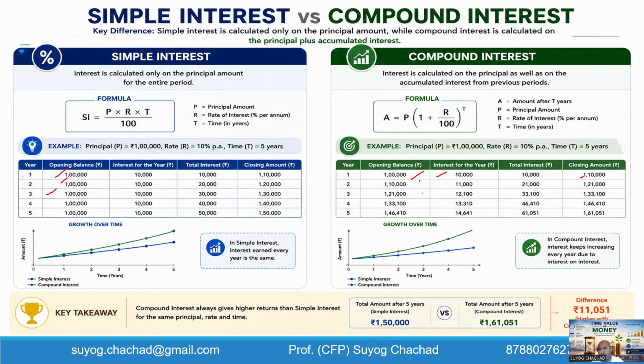So the difference, if you see, is that 11,051 rupees you will get extra when you invest your money at a compounding rate of interest.